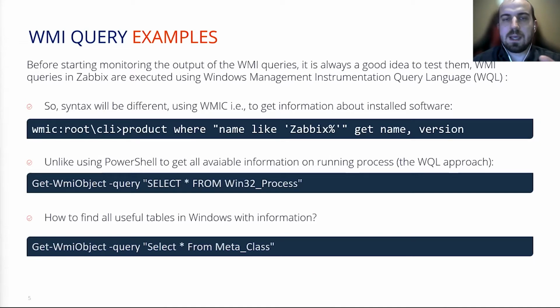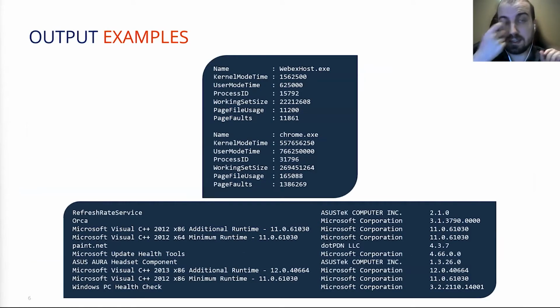So basically everything. And no matter which query you execute, you will get something like this, in this case, in the PowerShell itself. So you will get what you request for. So in this case, I requested all the information about the processes. And you can see that immediately I have the name of the running process like Chrome or WebEx host, and I can see what amount of resources it is actually using.